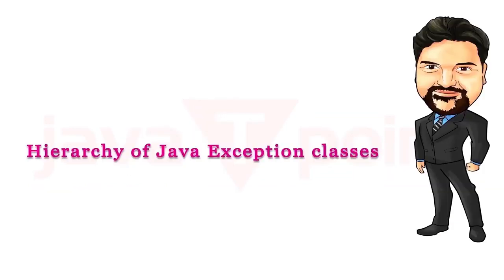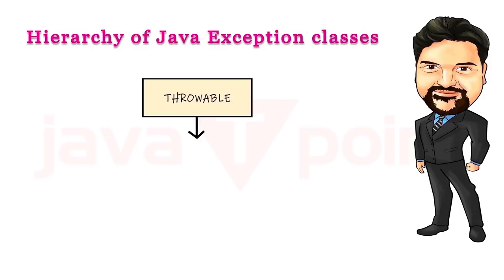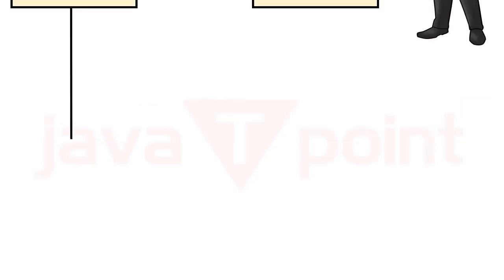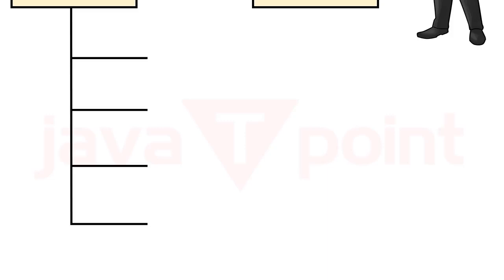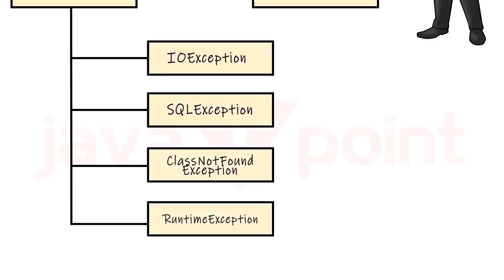Hierarchy of Java exception classes. Throwable is the root class of the Java exception hierarchy, inherited by two subclasses, Exception and Error. The Exception class is further divided into 4 subclasses: IOException, SQLException, ClassNotFoundException, and RuntimeException.